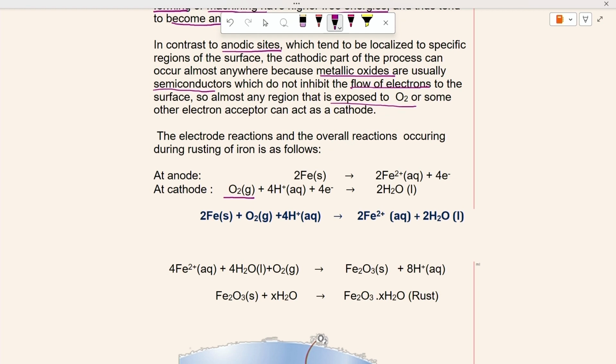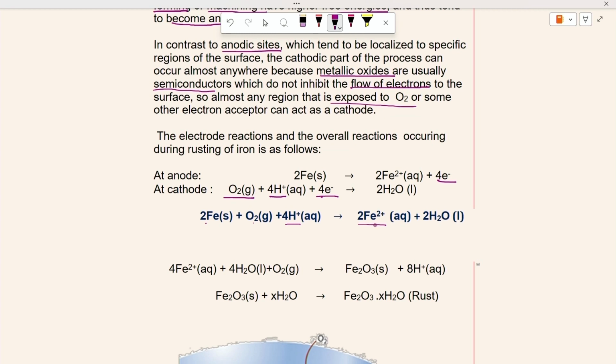The cathodic region is very important. In the case of iron, there should be availability of oxygen, and this oxygen in the presence of H+ ions takes up electrons and gets converted into water. So this is the cathodic reaction, and this region acts as the electron acceptor region, while in anodic regions the electrons are being released. Now, the overall reaction you can write as iron solid combines with oxygen in the presence of H+ ions to get oxidized to Fe2+.